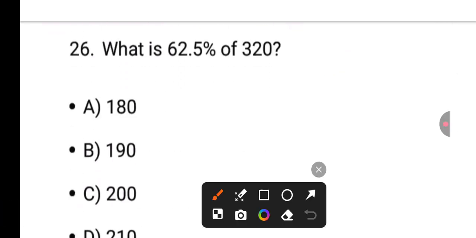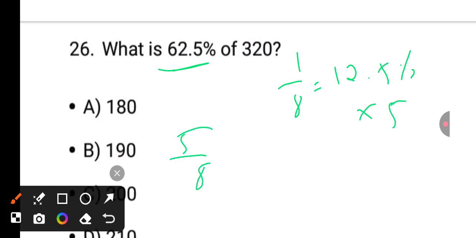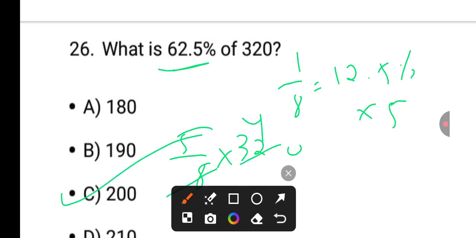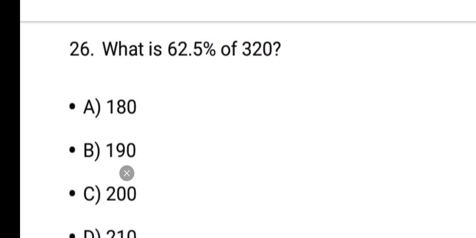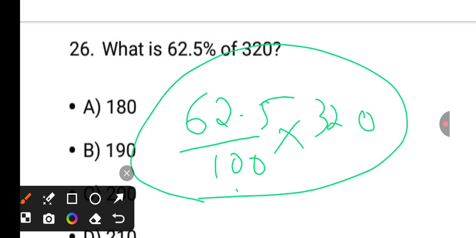Next, 62.5%. See, 1 by 8 equals 12.5%. It is 62.5, means 5 times. It becomes 5 by 8 into 320. 8 into 4, 5 into 4, 200. 200 is the answer. What is the basic method? 62.5% divided by 100 into 320. Okay, if we solve, we will get the same answer.